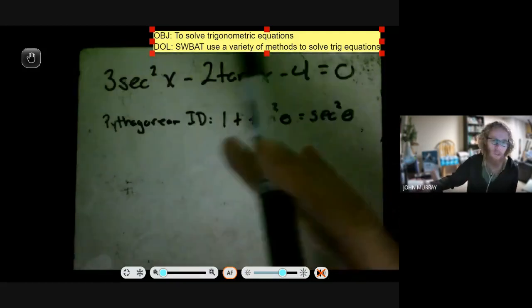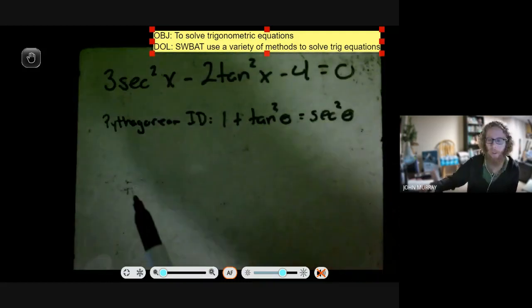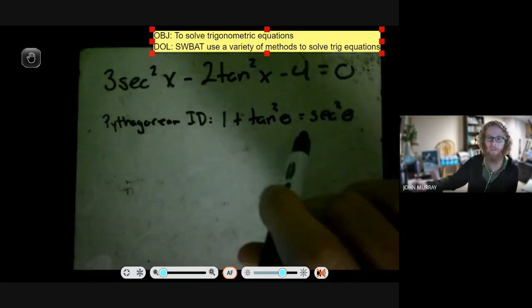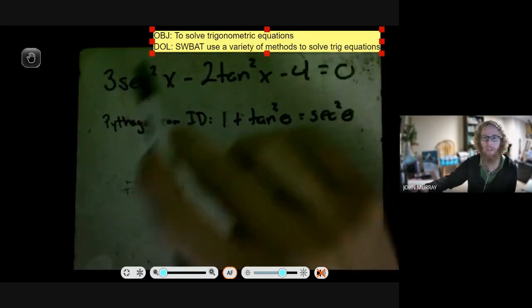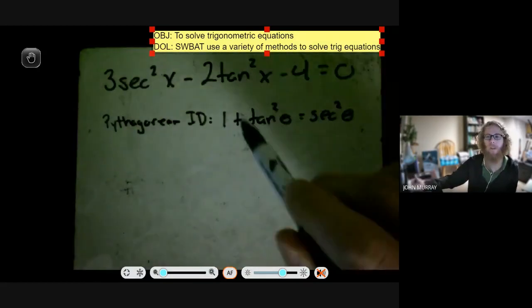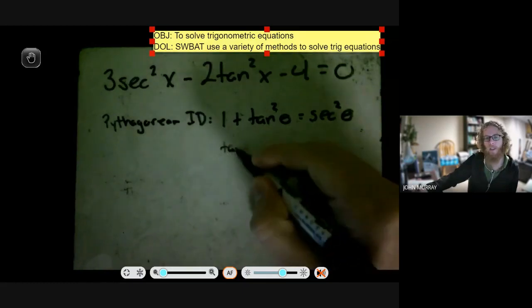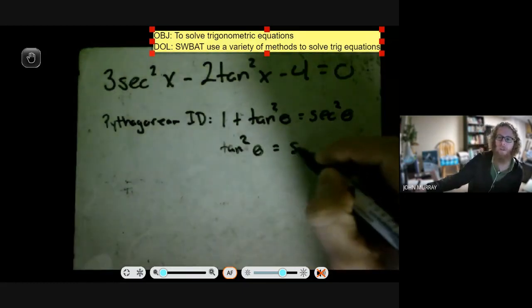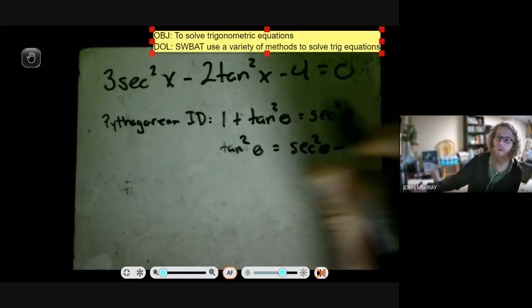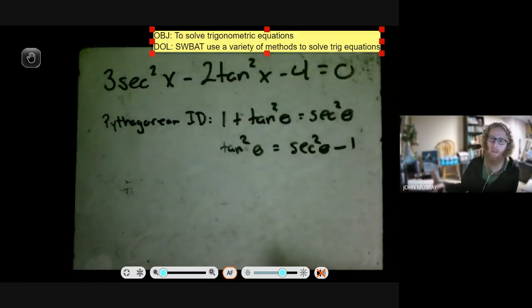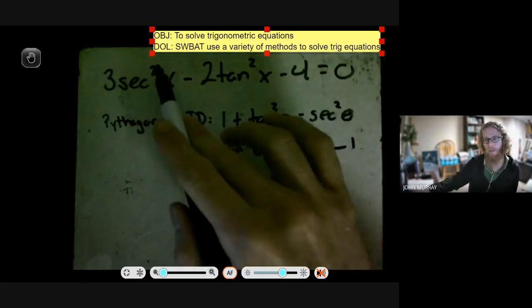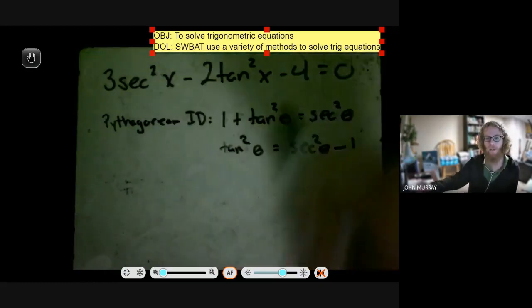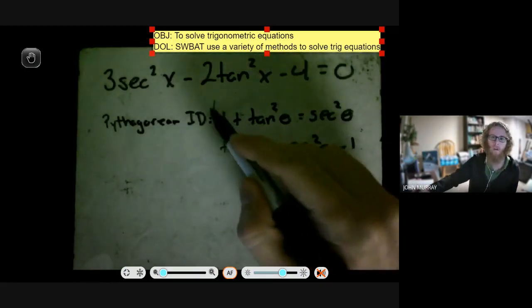So with this part, this is where you may have differed from what I'm going to do. You could have, and what I'm going to do is substitute in 1 plus tangent squared for this secant squared. Or you could say that tangent squared equals secant squared minus 1 and use that to replace that. So either one of these would have been acceptable. I am going to replace secant squared with 1 plus tangent squared. This is the rule that I'm going to use.